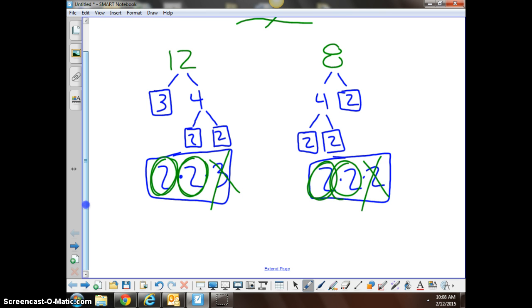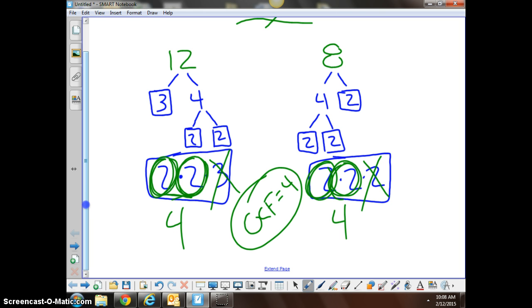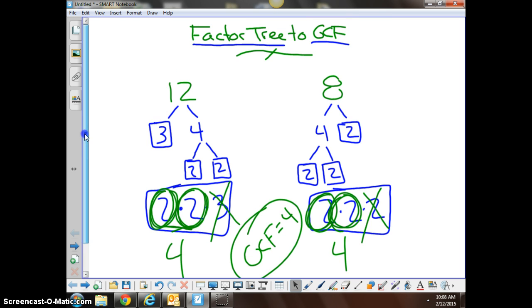Now, if we take the common factors for 12 and the common factors for 8, what happens when you multiply 2 times 2 together, you guys? 4. So the greatest common factor for 8 and 12 is going to be 4. And so GCF equals 4. And we just determined the GCF of two numbers by using prime factorization or a factor tree.